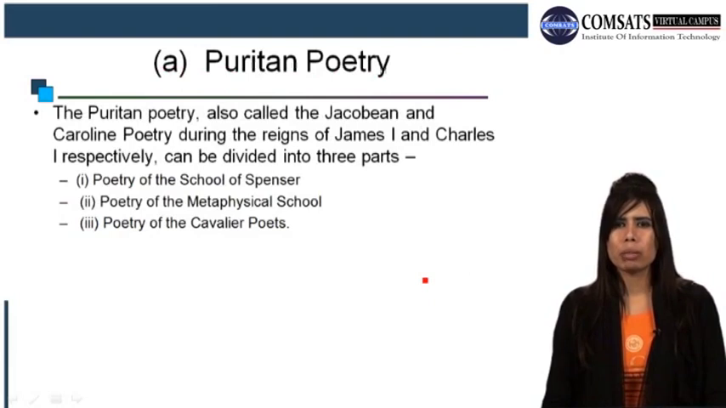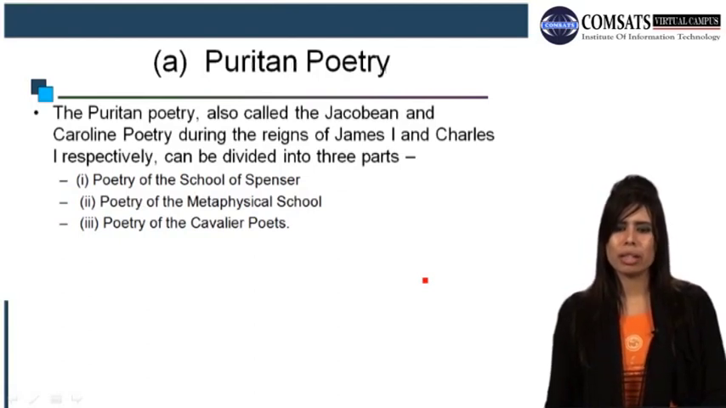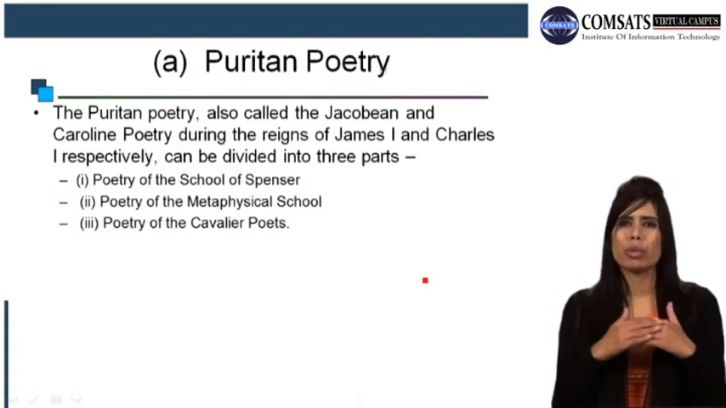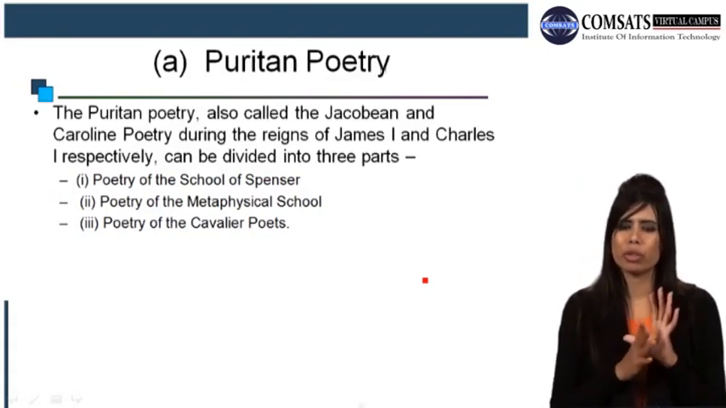First of all, we'll talk about Puritan poetry. The Puritan poetry, also called the Jacobean and Caroline poetry, during the reigns of James I and Charles I respectively. As I told you before, the Jacobean period is known by the name of James I, and the Caroline is known because of Charles I. Basically when we talk about Puritan poetry, it can be divided into three parts.